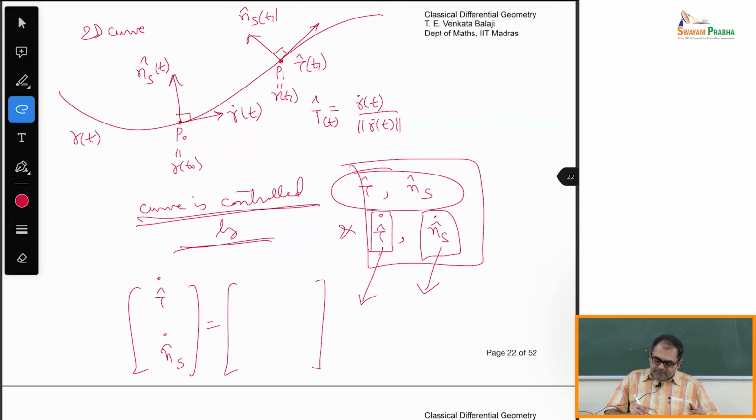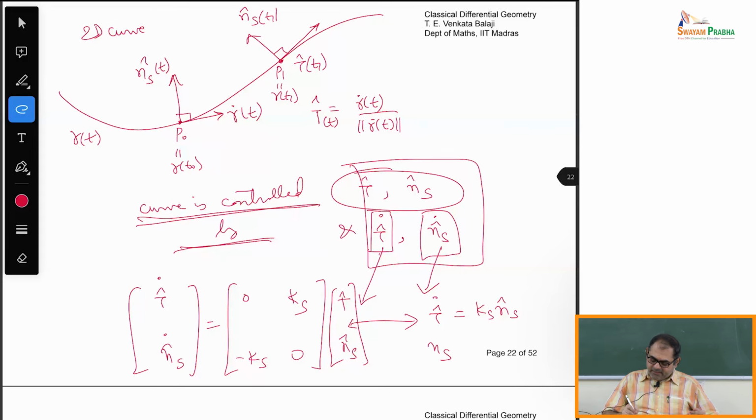T cap dot, N cap dot is equal to the matrix with entries 0, kS, minus kS, 0, times T cap, N cap. This is the equation. In other words, this is the same as writing T cap dot is equal to kS N cap and N cap dot is equal to minus kS T cap. So that means T cap dot has only a component in the N cap direction and N cap dot has only a component in the T cap direction. This is the matrix you get, and this is a matrix differential equation.